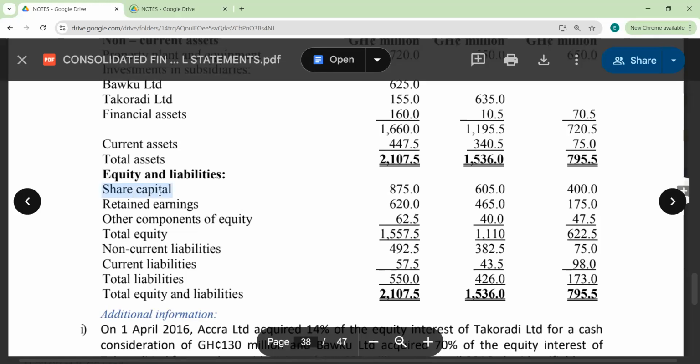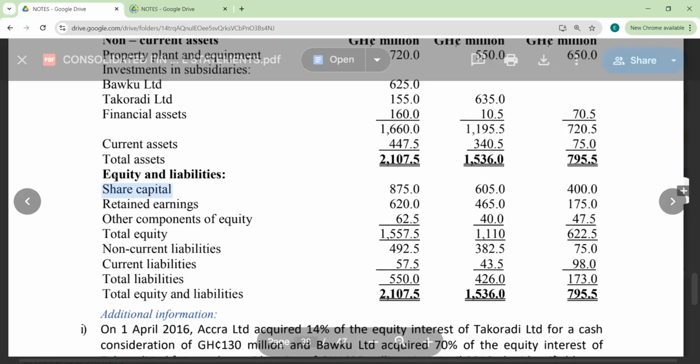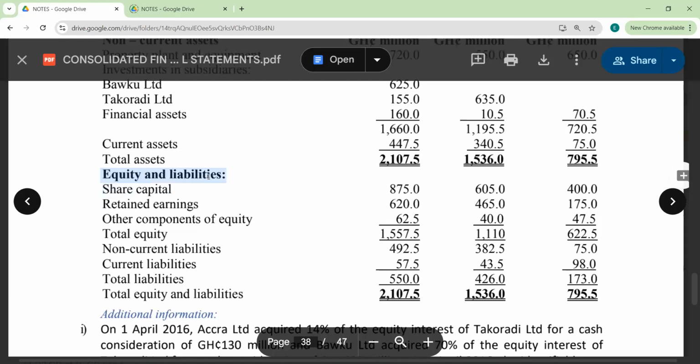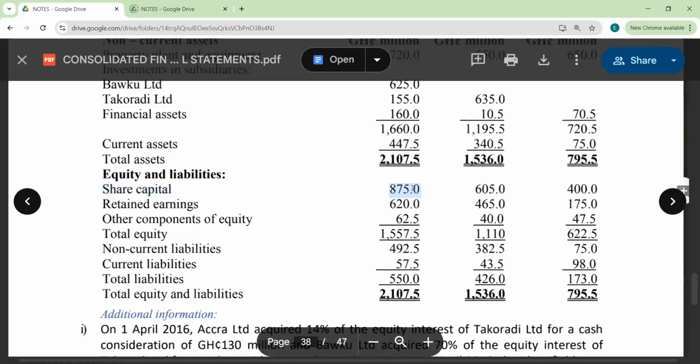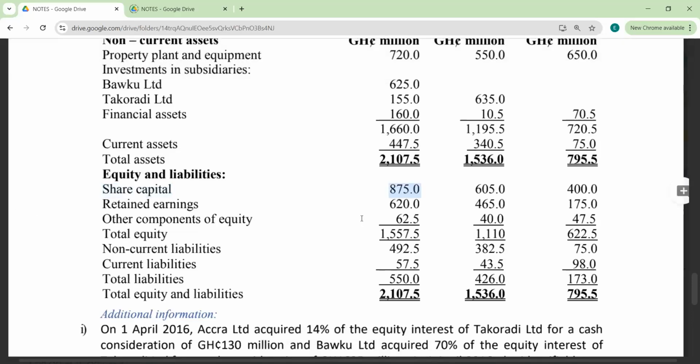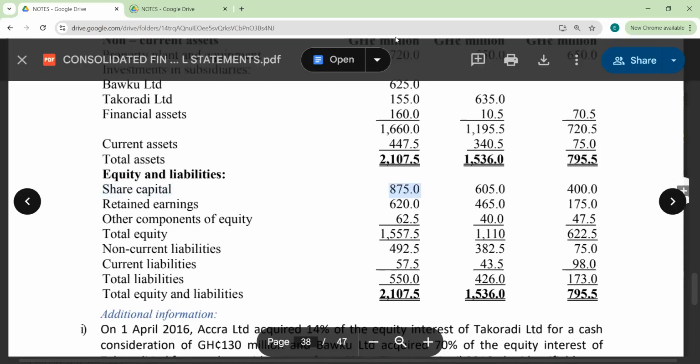So here I can boldly say, they wrote equity and liabilities, you must also write equity and liabilities. What I see is what I must write. Now share capital: pick only the parent. It is forbidden for you to consolidate the share capital of a subsidiary.